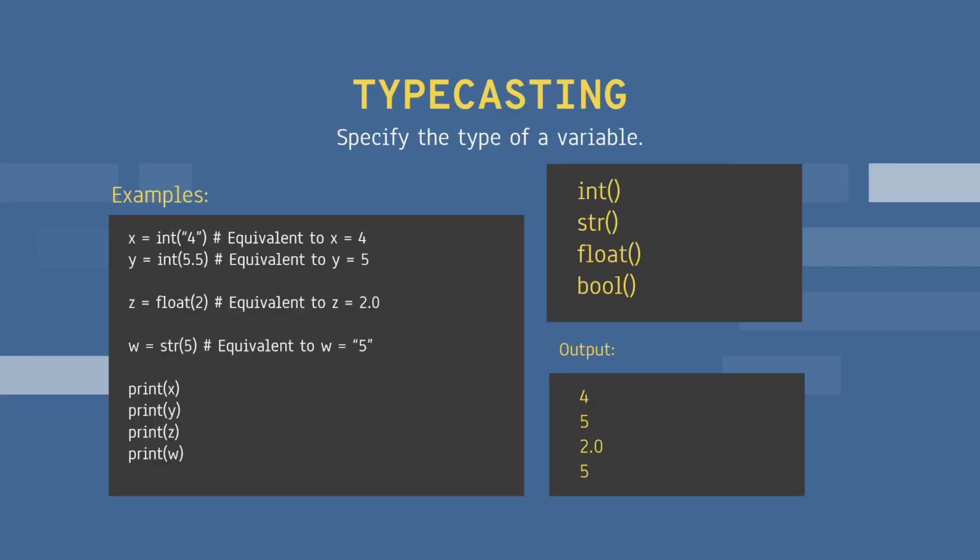For y, we are putting 5.5, which is a float, to be converted into an integer. This conversion actually gets rid of the decimal completely, so y ends up being 5 as an integer. For z, we're turning an integer into a float, so we're giving the value a decimal point, and for w, we are turning the integer into a string.